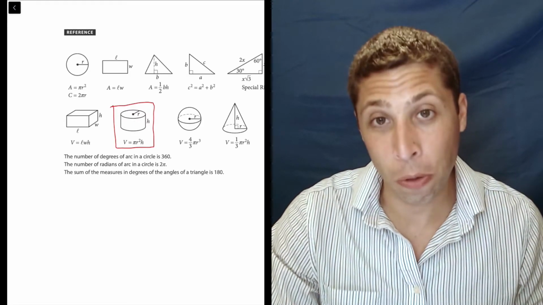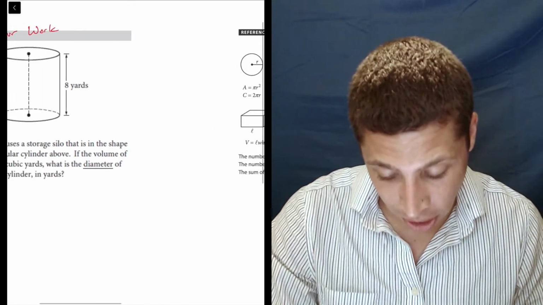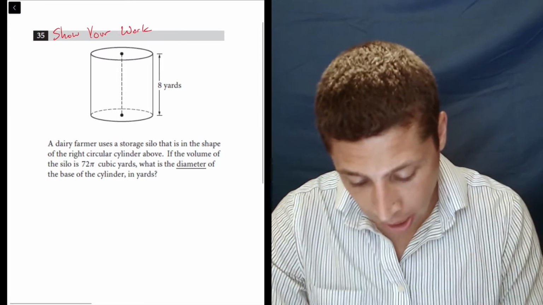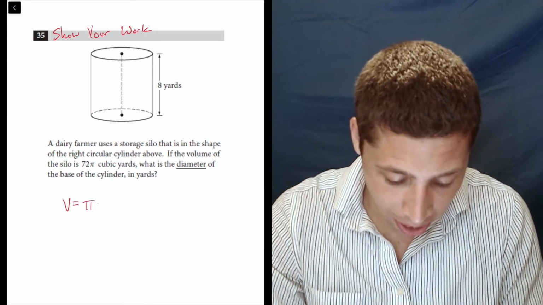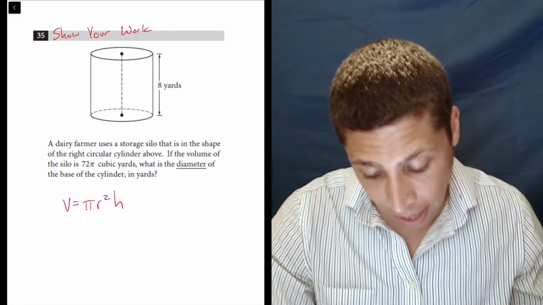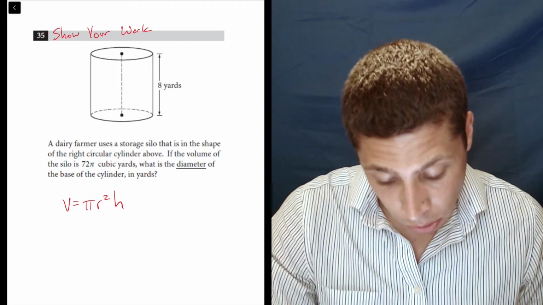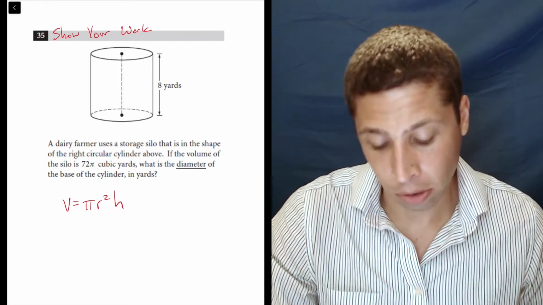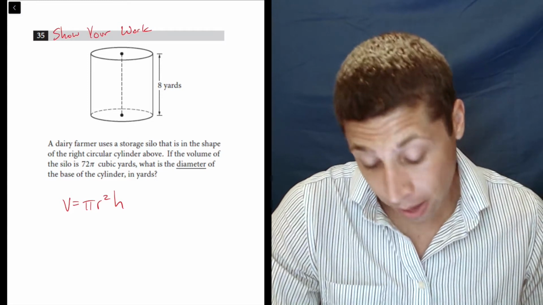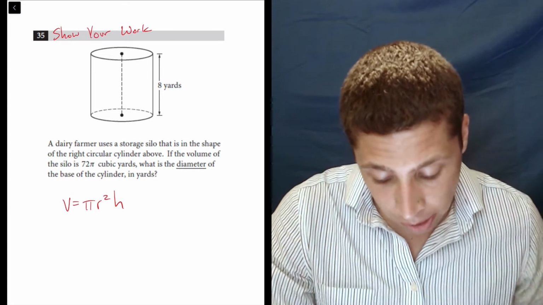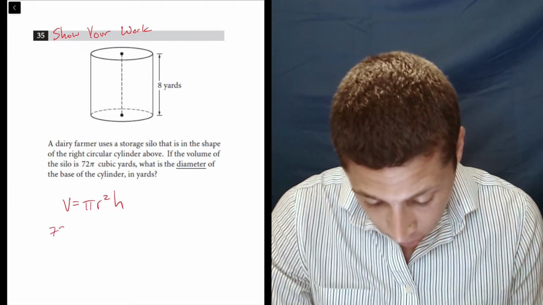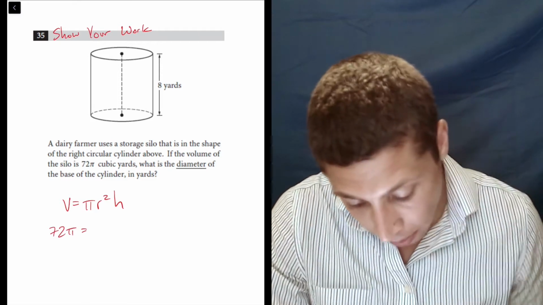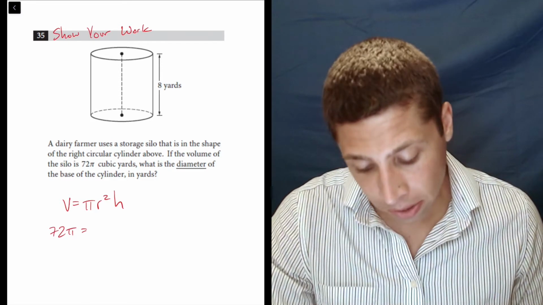The volume is equal to pi r squared h. So let's go and show our work and write that down, pi r squared h. So what do they say? A dairy farmer uses a storage silo in the shape of the right circular cylinder above. Great, already kind of knew that. If the volume of the silo is 72 pi, so okay, let's substitute that in. What is the diameter of the base of the cylinder in yards?